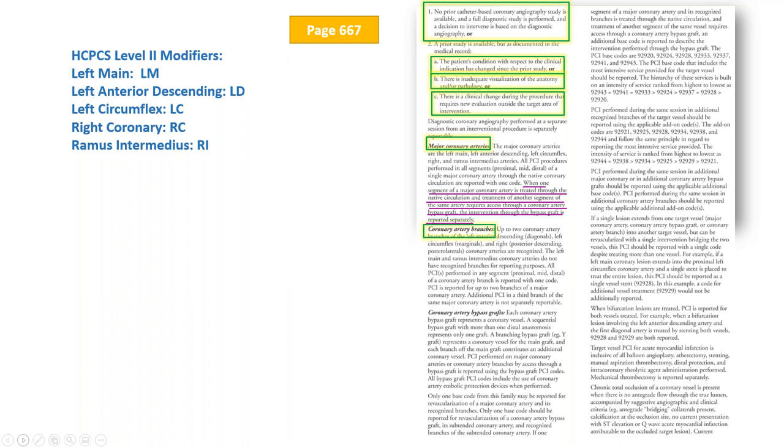Now, coronary artery branches. We recognize up to two coronary artery branches of the left anterior descending, left circumflex, which are called the marginals, and the right coronary, which is the posterior descending and posterior laterals. Those are what we recognize. As we said before, the left main and the ramus intermedius coronary arteries don't have recognized branches for reporting purposes for the PCIs. All PCIs performed in any segment, whether it be proximal, distal, or mid, of a coronary artery branch is reported with one code.